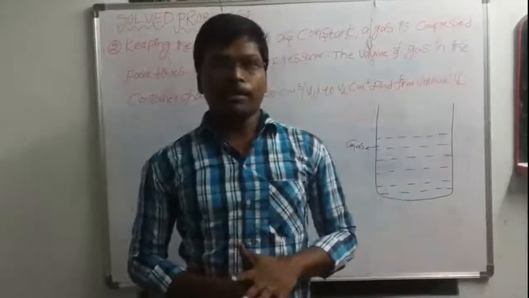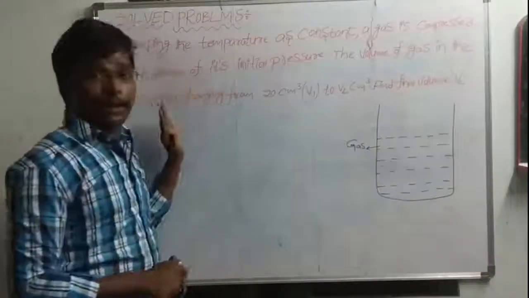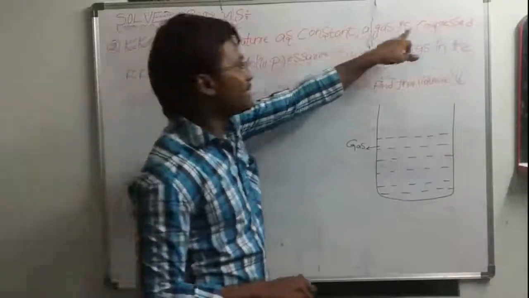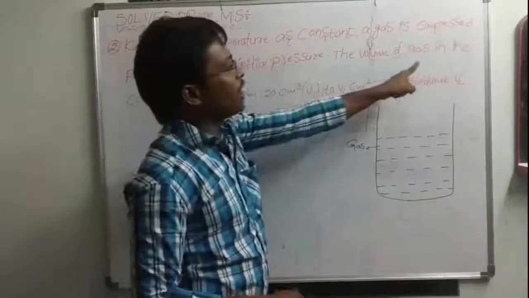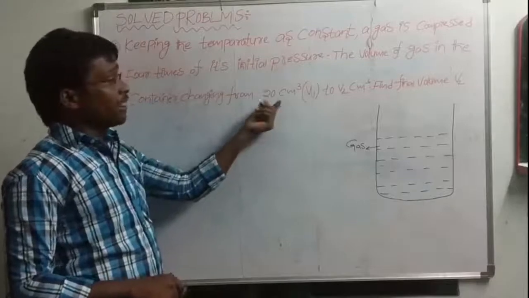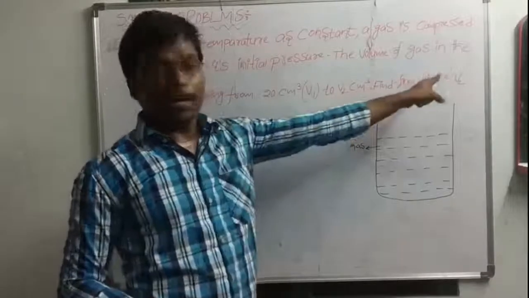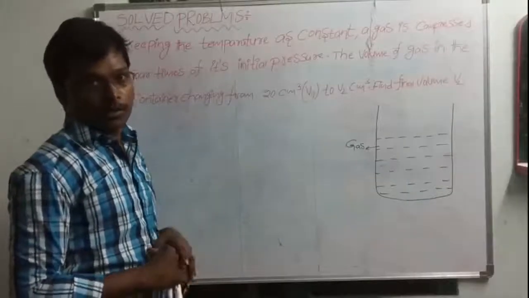Our next problem is in solved example. This is the next problem. Keeping the temperature as constant, a gas is compressed 4 times of its initial pressure. The volume of the gas in the container changes from 20 centimeter cube to V2 centimeter cube. Find the final volume. This is the problem. We have to solve this.